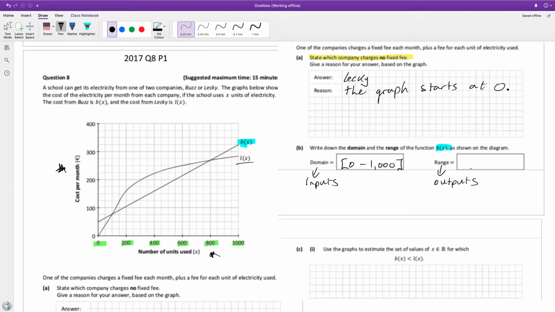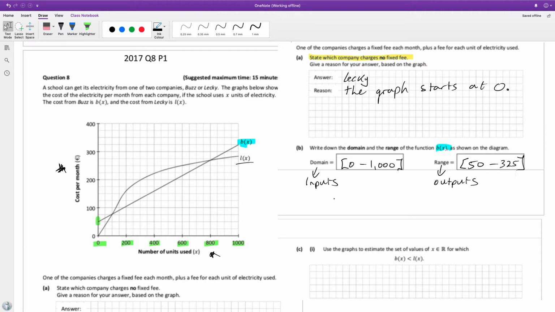And my range goes from, what's the lowest amount you can be charged by Buzz? For Buzz, 50, isn't it? It starts at 50, exactly. And what's the most you can be charged by Buzz? All the way over here, how high up does it go? 300 and, there's 1, 2, 3, 4, so 325, good stuff. And that's your range. 50 to 325, and your domain is 0 to 1,000.